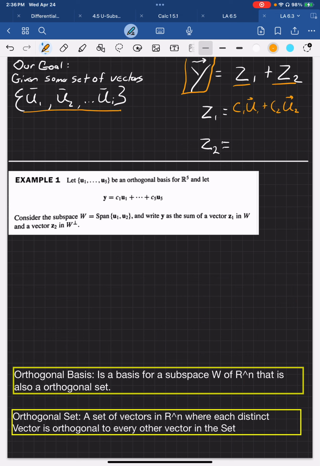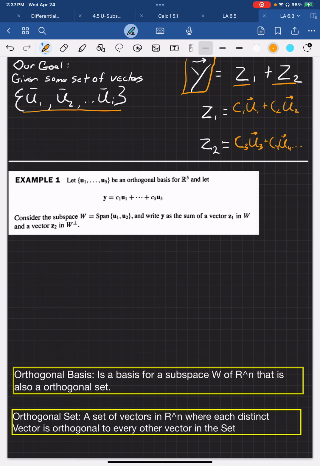Whereas z subscript 2 is going to be a linear combination of whatever's left. So in this particular case, let's just say c3 u3, c4 u4, dot dot dot. I don't know how far out we're going. I don't know the cardinality of the set. Okay, so that is the goal, to be able to write that optimal solution as the sum of two sets of vectors. Let's jump into an example.